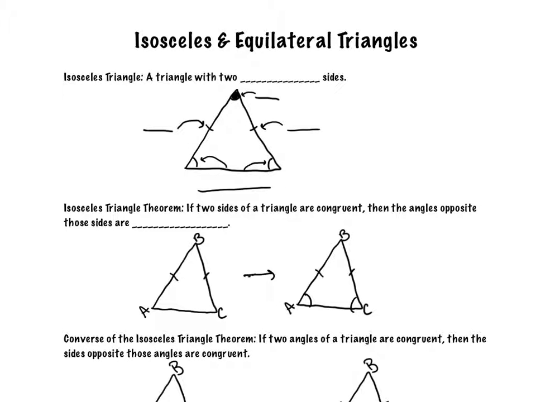Okay, isosceles and equilateral triangles. So we're going to take a break kind of from triangle congruence and talk more about two special types of triangles that we have. An isosceles triangle is any triangle with two congruent sides.